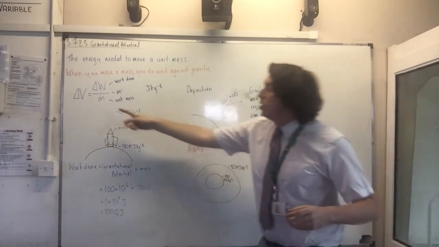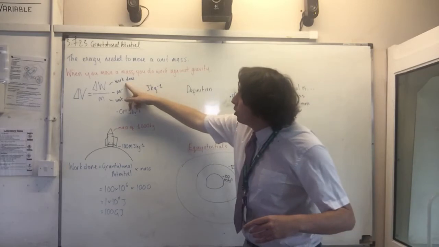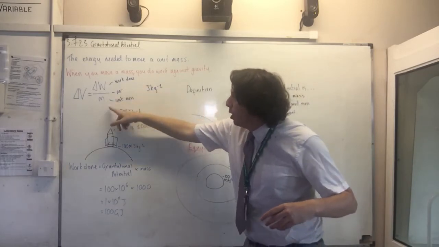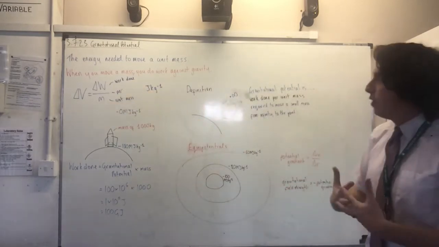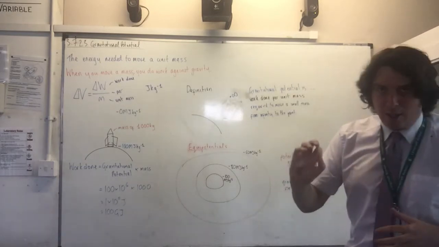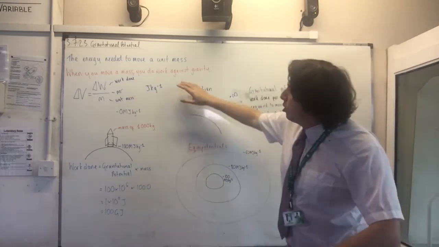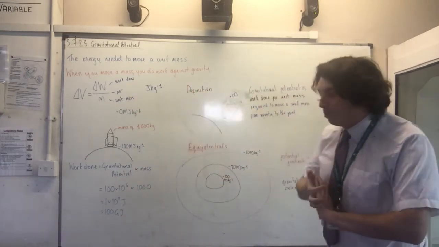So gravitational potential, or more specifically the change in gravitational potential, is the work done, or the change in work done, per unit mass. So by definition, gravitational potential is work done per unit mass, but there's a little bit extra that I need to add on. Okay, so gravitational potential has units, joules per kilogram.